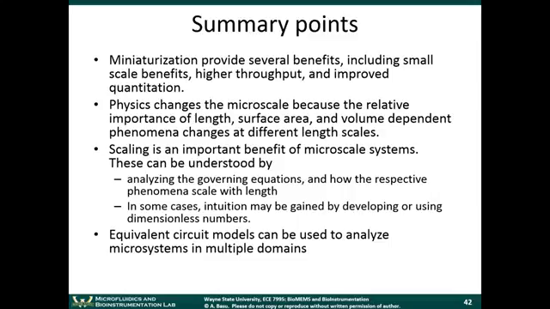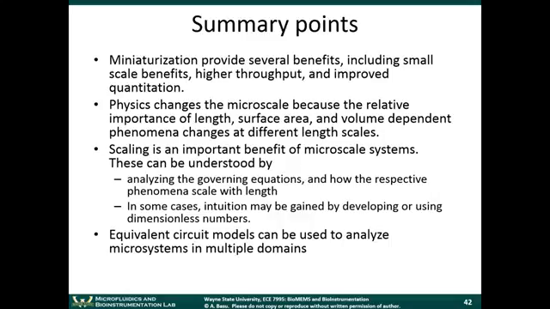The way that we can understand that is by analyzing the governing equations, how the respective phenomena scale with length. That's an example that we did earlier. We just wrote out the equations and found out the different factors that were geometrically dependent, and we can see how phenomena scale with length. That was your assignment. In some cases, we also saw that you can gain some intuition by looking at dimensionless numbers, things like the Bond number, the Reynolds number, the Peclet number. These are typically used in analyzing fluids and heat transfer, but there's no reason that you couldn't have similar dimensionless numbers to analyze other domains.